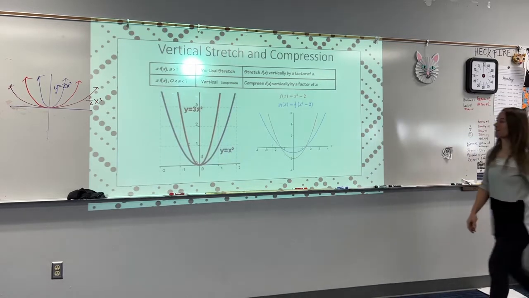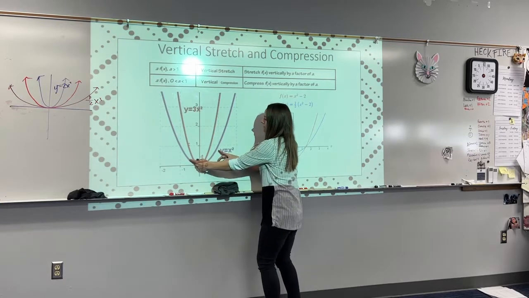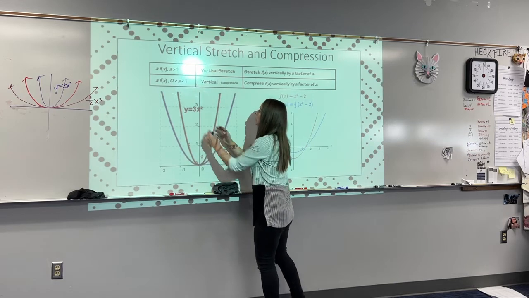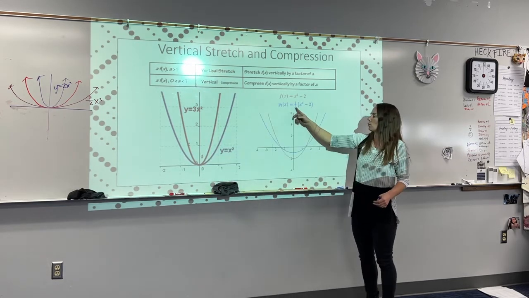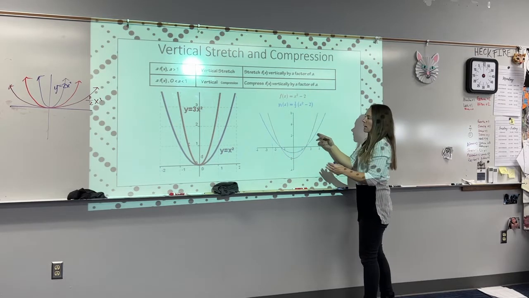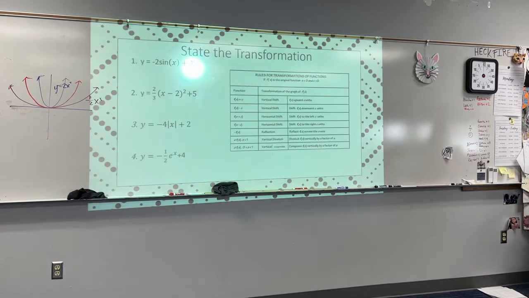And then last but not least, if I have a number like 3, my blue graph is my original, I'm stretching it, it's a vertical stretch of 3 and it's getting narrower. If I have a number like 1/2, I'm actually taking my red graph and I'm smushing it to be the blue graph. So here's what these problems are going to look like.